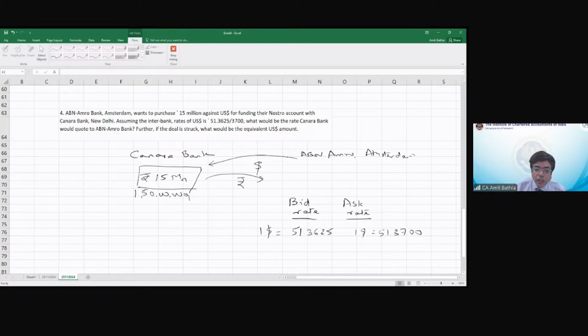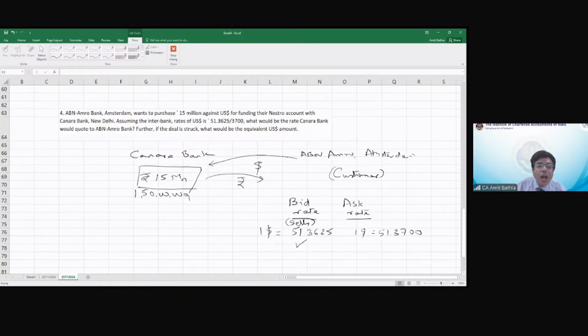Now this is the bid rate and this is the ask rate. This is the rate at which the customer sells to the bank, the bid rate. Here ABN AMRO is going to sell dollars to Canara Bank. So at what rate will Canara Bank give it, 51.3625 or 51.3700? ABN is a customer here, selling dollars to Canara Bank, so the rate applicable is 51.3625.